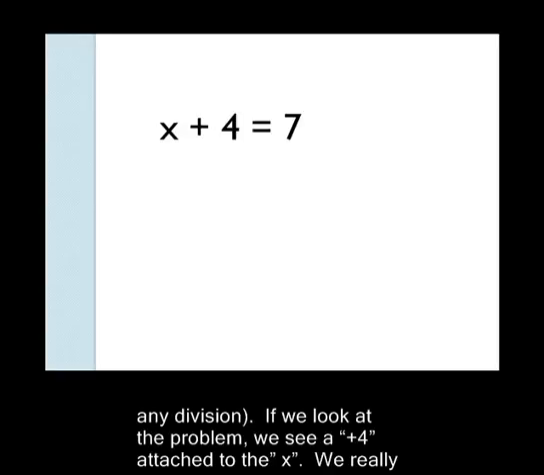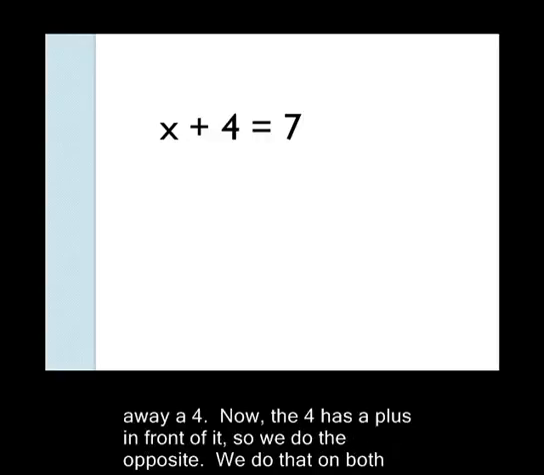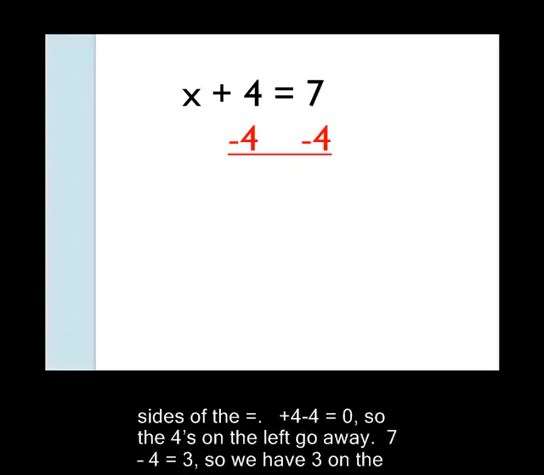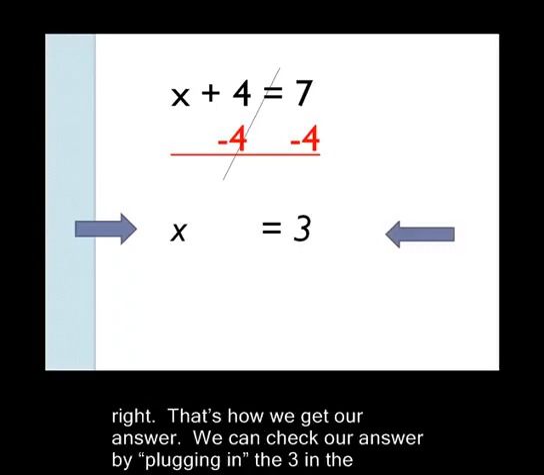If we look at the problem, we see a plus 4 attached to the x. We really want to try to get the x by itself, so we need to get rid of the 4. We do this by taking away a 4. Now the original 4 had a plus sign in front of it, so we do the opposite. We do that on both sides of the equal sign. Plus 4 minus 4 equals 0, so the 4's on the left go away. 7 minus 4 equals 3, so we have 3 on the right. That's how we get our answer.